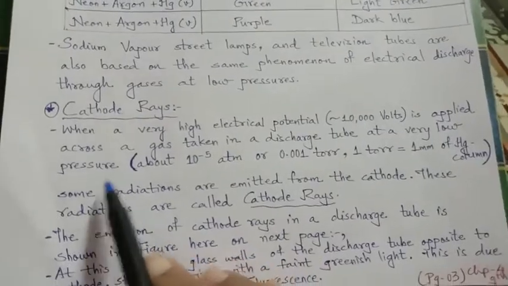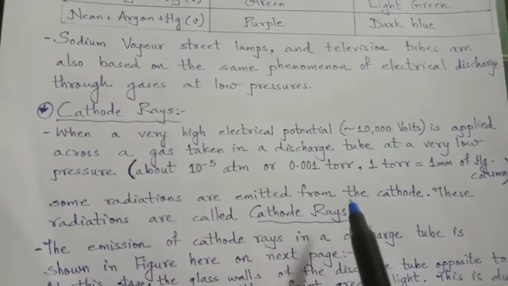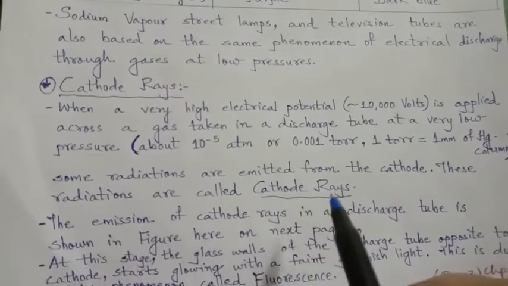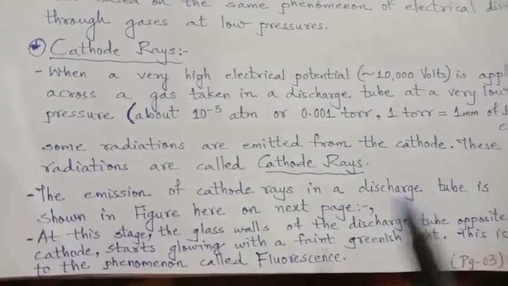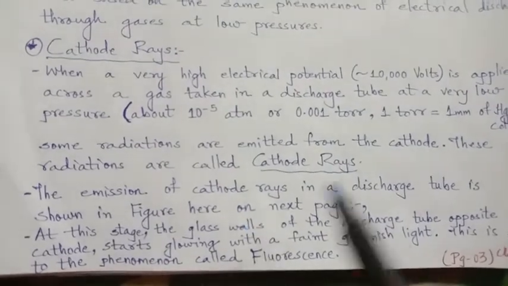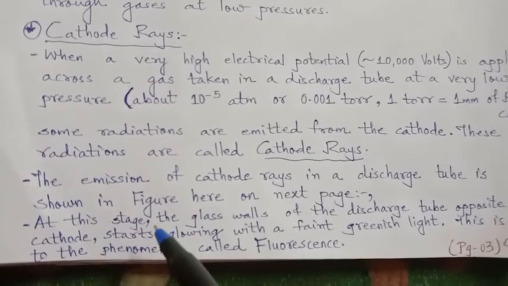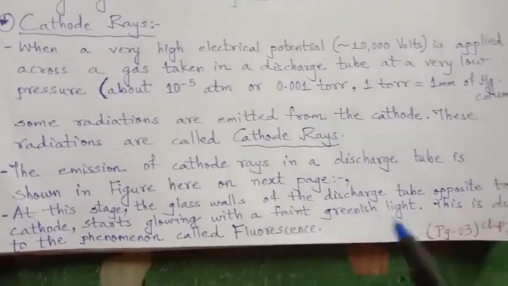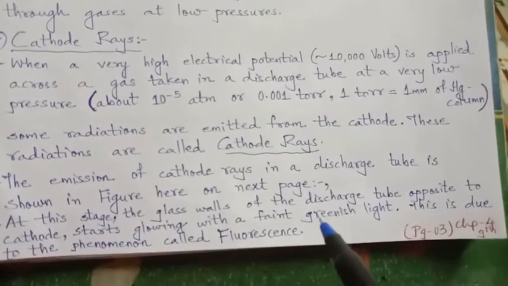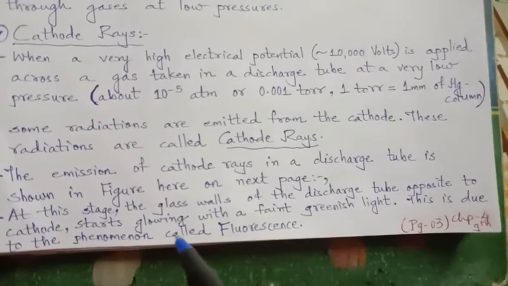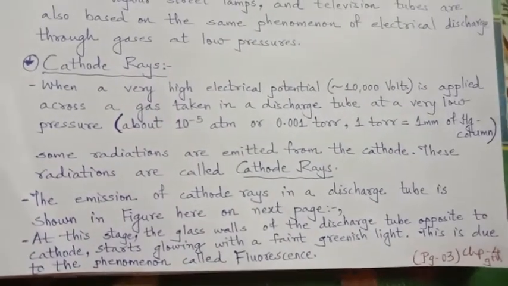So at this high electrical potential and low pressure, some radiations are emitted from the cathode. These radiations are called cathode rays. The emission of cathode rays in a discharge tube is shown in the figure here on the next page. And at this stage, when the emission takes place, the glass wall of the discharge tube opposite to the cathode starts glowing with a faint greenish light. This is called a fluorescence color. This is due to the phenomenon called fluorescence.